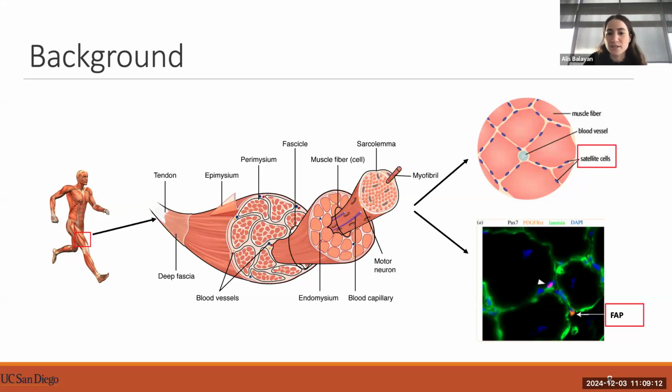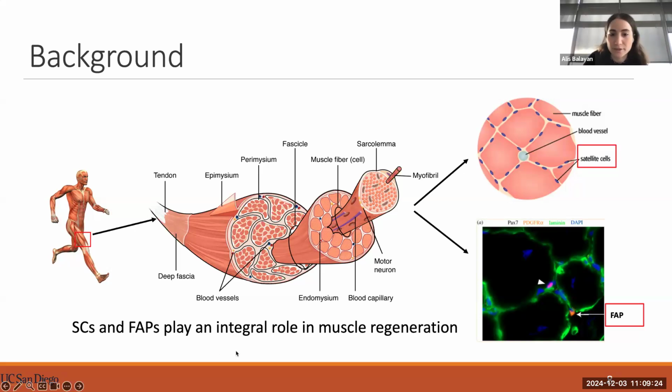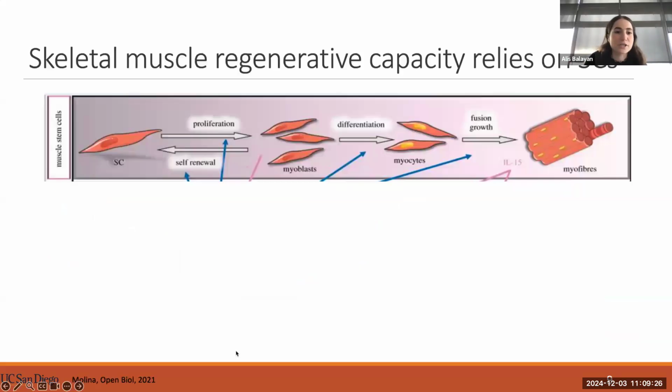And within the skeletal muscle, there are stem cell populations, like Tom mentioned earlier, the satellite cells and fibroadipogenic progenitors, that play an integral role in muscle regeneration. Satellite cells themselves reside in the skeletal muscle, and they're a quiescent and dormant pool of stem cells in the healthy muscle, but following an injury or certain stimuli, they're able to activate, proliferate, and eventually differentiate into myofibers that can regenerate an injured area.